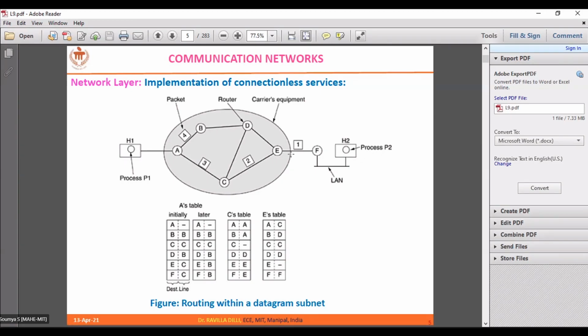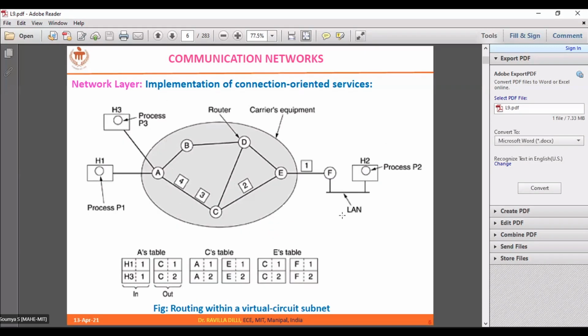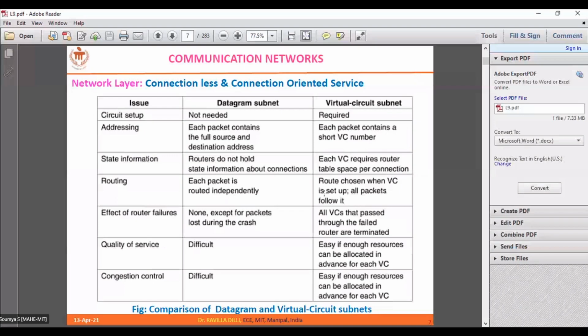Okay, then it goes to D and E and etc. So here, in connectionless services there can be a change in the route, whereas in connection-oriented services there is always a route that is established between the two hosts and all the packets are sent only through this particular route. So here is some comparison between datagram and virtual subnet networks.